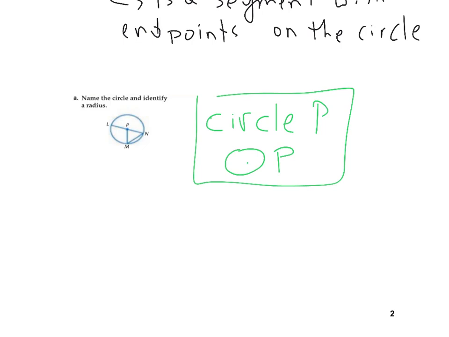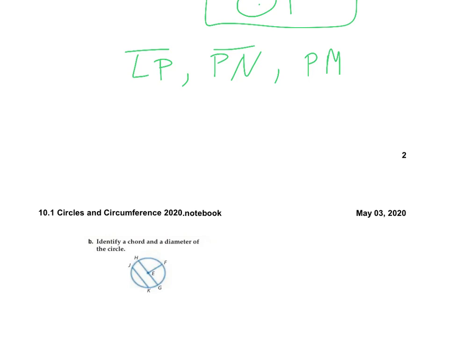Okay, we have three radii. One of them would be LP. You could also say PN, and I see a third one which is PM. Okay, so this is exercise A. Take a minute on your own. Okay, pause this video, do example B, and then watch my solution.